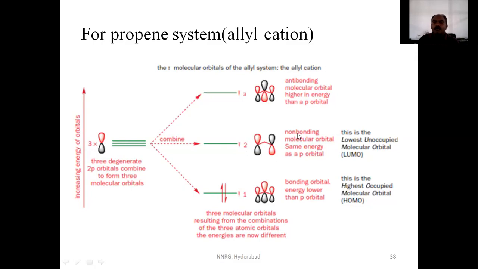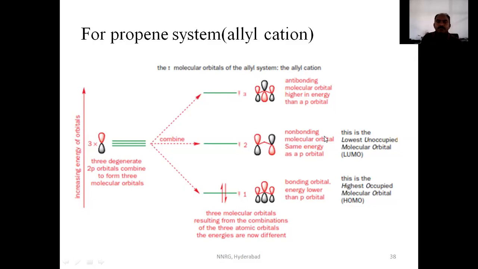This second molecular orbital we call LUMO. Why is it called LUMO? Because no electrons are available in the molecular orbital, the lowest unoccupied molecular orbital. It is the lowest energy among the unoccupied ones, because the highest energy orbital does not have electrons either, but the lowest one is LUMO and this is HOMO.